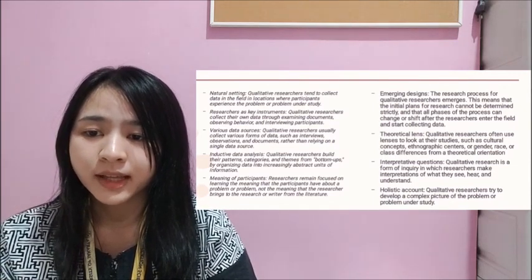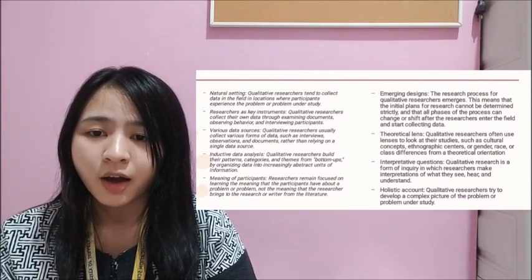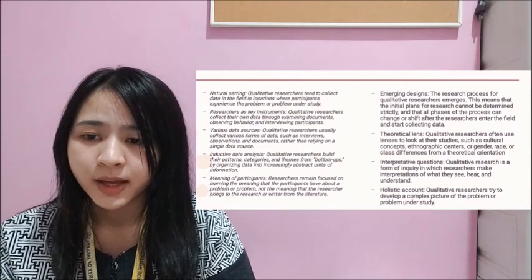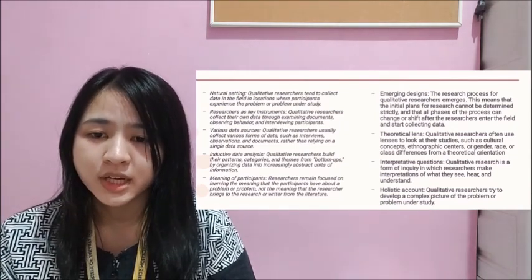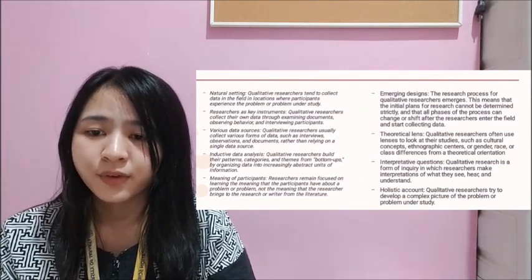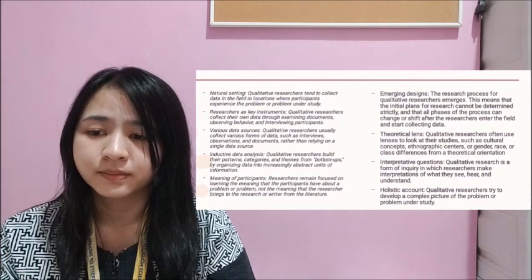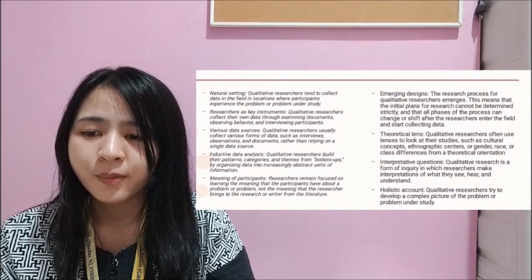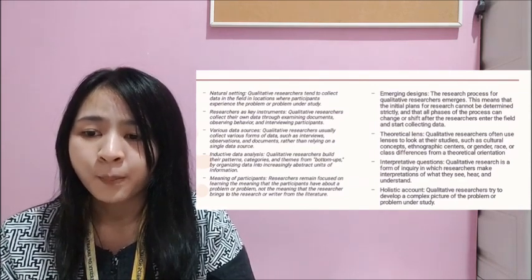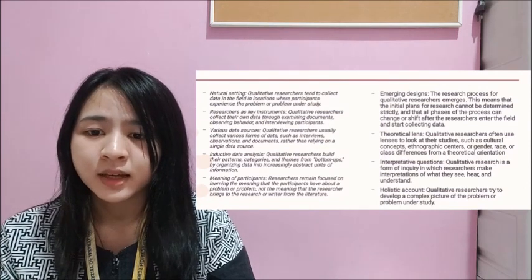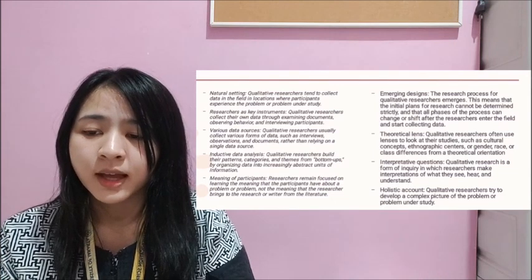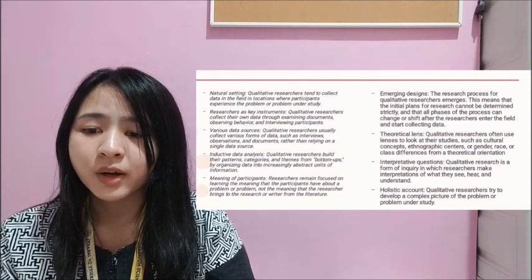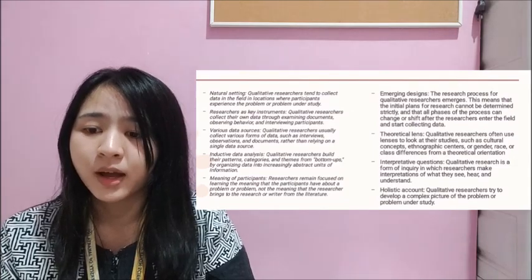Seventh, theoretical lens. Qualitative researchers often use lenses to look at their studies, such as cultural concepts, ethnographic lenses, or gender, race, or class differences from a theoretical orientation. Eighth, interpretative questions. Qualitative research is a form of inquiry in which researchers make interpretations of what they see, hear, or understand. Ninth, holistic account. Qualitative researchers try to develop a complex picture of the problem under study.